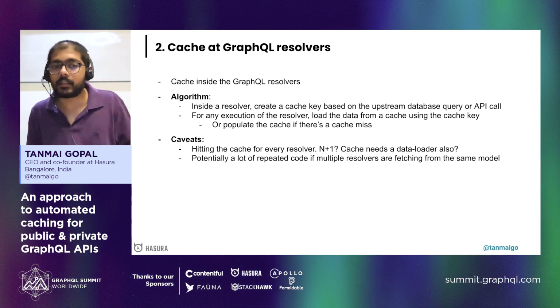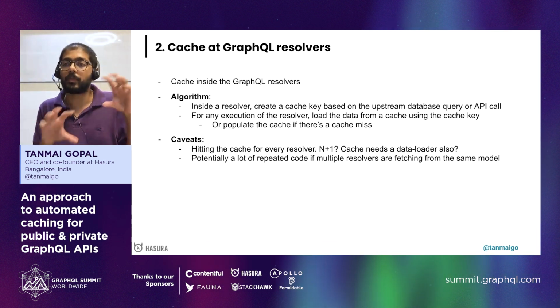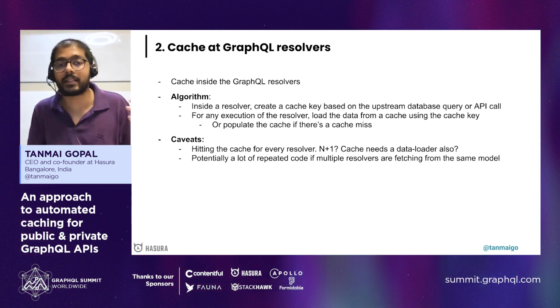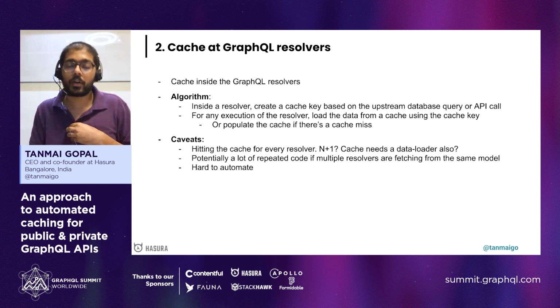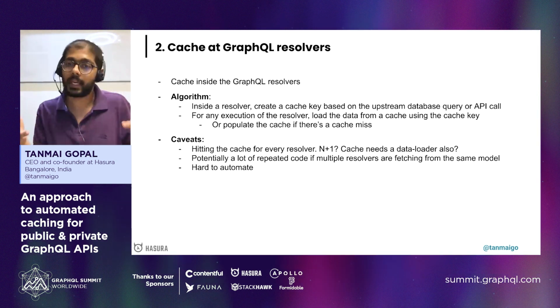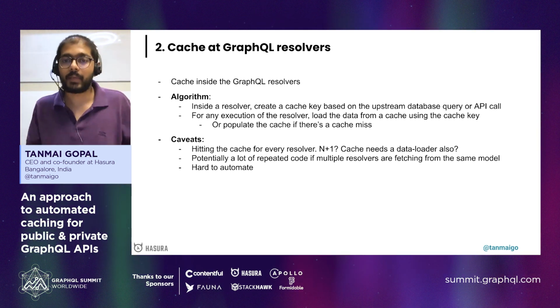And so that code has to be duplicated, and you have to make sure that you're keeping both of those in sync as a developer as well. It's also hard to automate because this information is inside your mind, right? Only you know what can be cached.